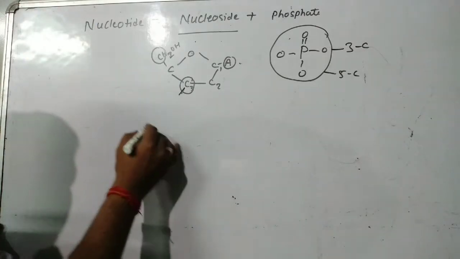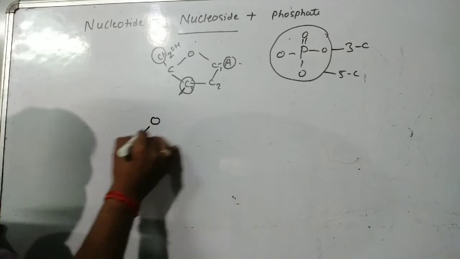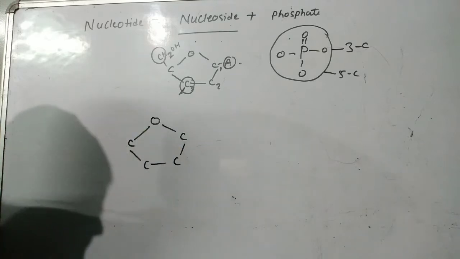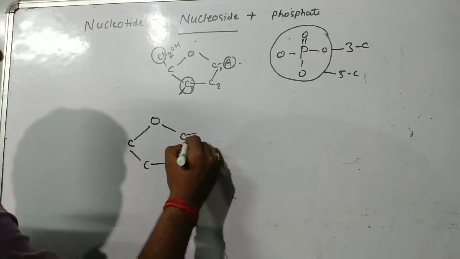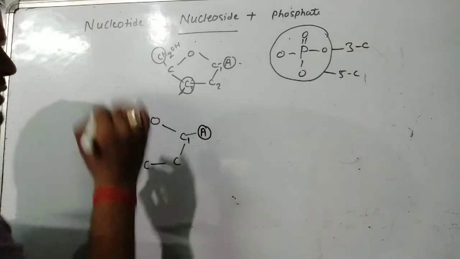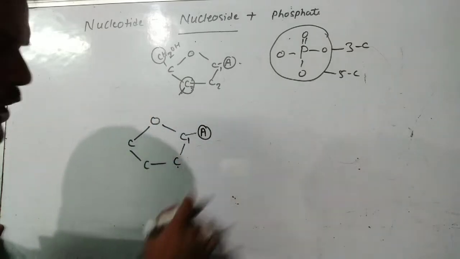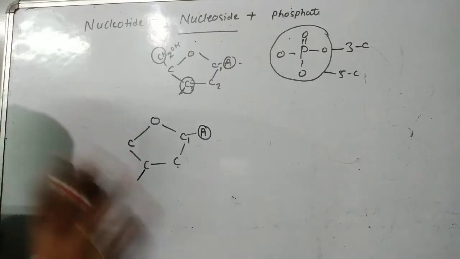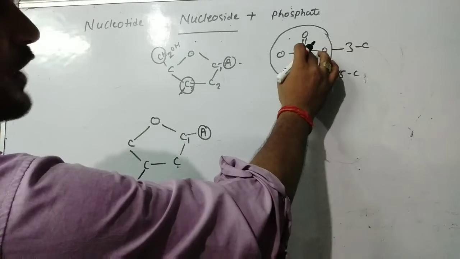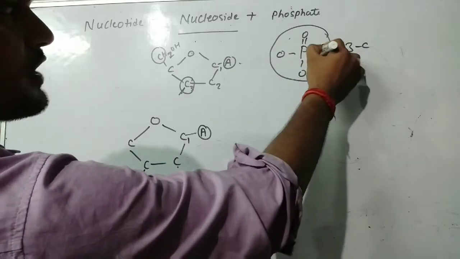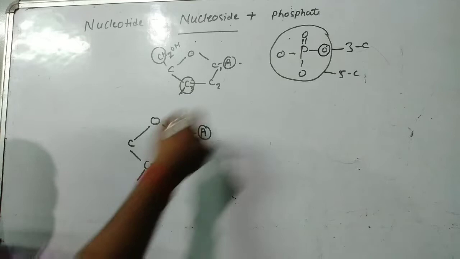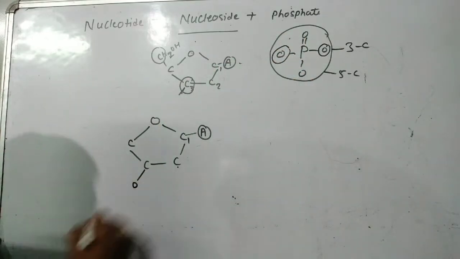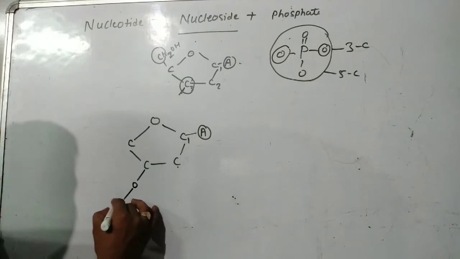Let us see how it is going to attach. So we have this structure. At the first carbon atom, the nitrogenous base has already been attached. At the second carbon atom, it is not going to attach. It is either going to attach at the third carbon atom. How is it going to attach? Remember, every time this phosphate will attach to the carbon atom with the help of this oxygen atom only. So here first we will use oxygen, then phosphate.